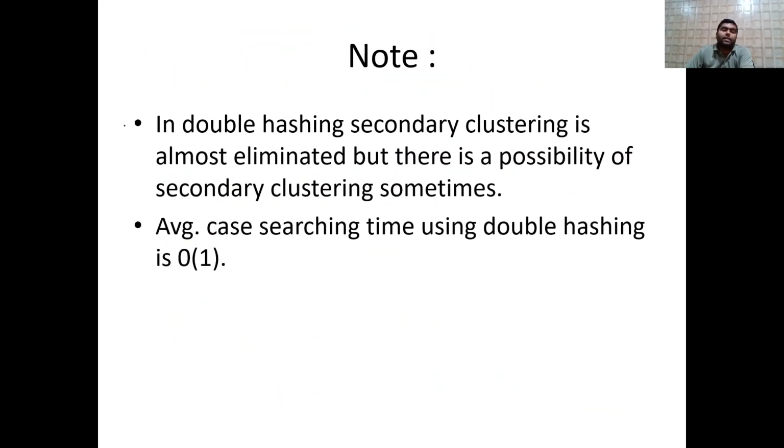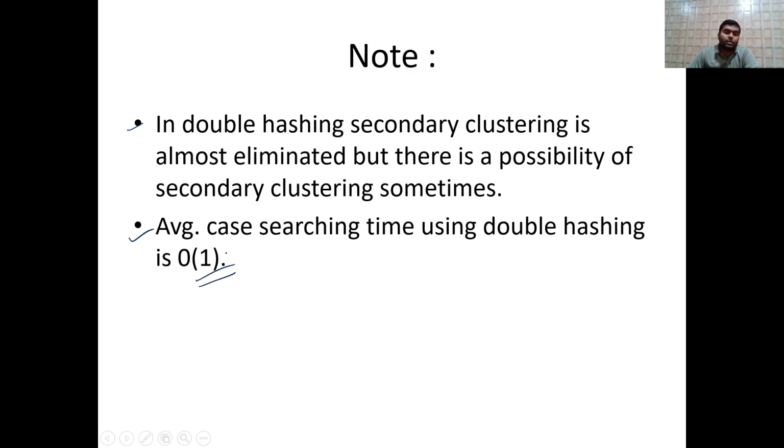So note, in double hashing secondary clustering is almost eliminated. There is no secondary clustering because we are using a double formula, but sometimes there may be a possibility of secondary clustering. Okay, because we are using two different formulas, that's why. So average case searching time using double hashing is constant, it is order of 1.